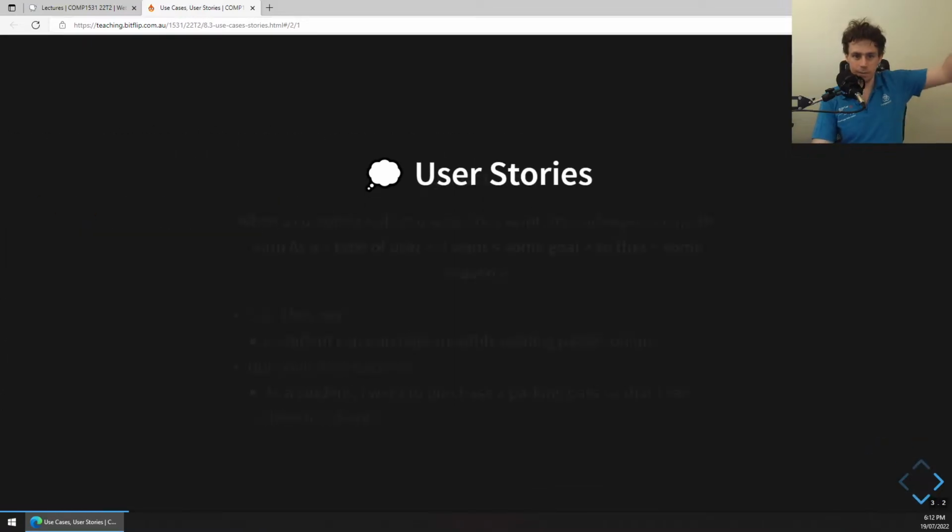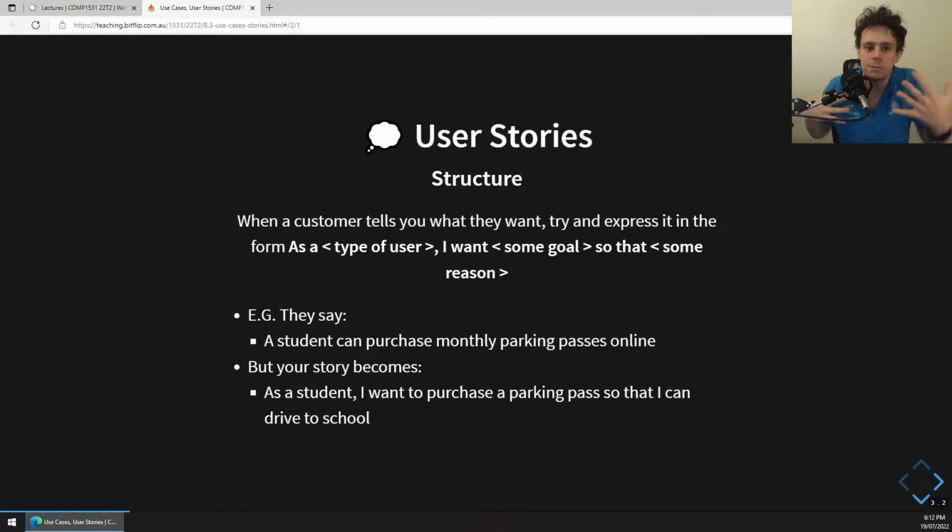For instance, if you go back to the previous example, as a student, I want to purchase a parking pass so that I can drive to school. That's a fair point to say purchasing a parking pass is a solution. It's a feature, but what is the actual user goal? The user goal is that I want to be able to pay up front for my parking, or subscribe to my parking, or avoid having to pay daily or something like that, and a parking pass might be a solution to that particular problem.